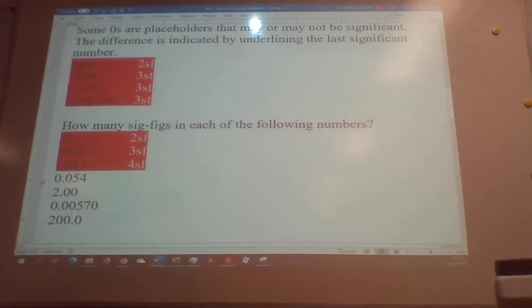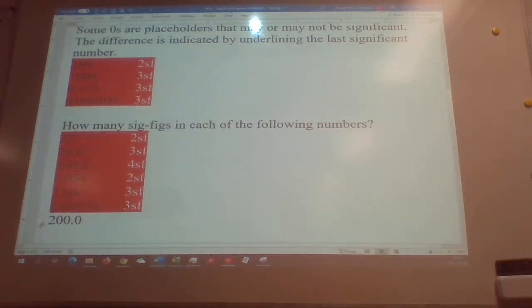0.054, leading zeros are never significant, so this is 2. 2.00, those zeros are after the decimal point. We would not have written them unless they were significant. So that one's going to be 3. This one, we have 3 leading zeros, which are never going to be significant. And then at the very end, we have a trailing 0. After the decimal point, it has to be significant. So that's going to be a 3 sig-fig number.